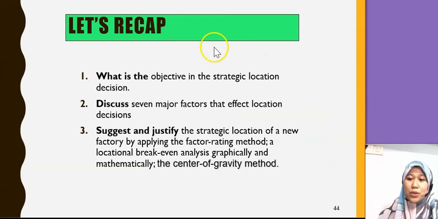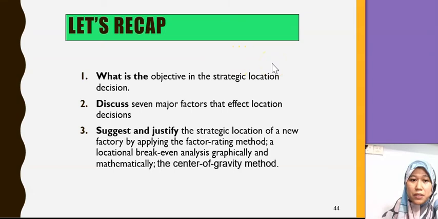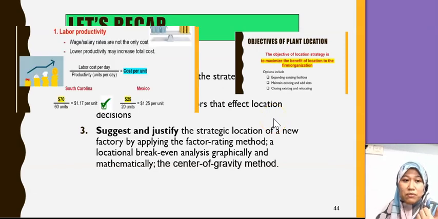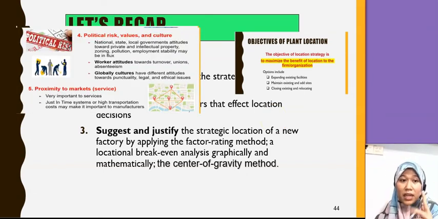Alright. So part 1 I already ada discuss on the objective. Okay, kenapa when the kilang or the factory want to move. Okay, what the objective is to maximize the benefit. Okay, if nak pindah, make sure it's beneficial. Okay. And then kita tengok 7 major factor. Okay, we have discussed the first one is the labor productivity, exchange rate, okay, cost, ada tangible, intangible, and then kita ada political risk, culture, okay, and then proximity to market.